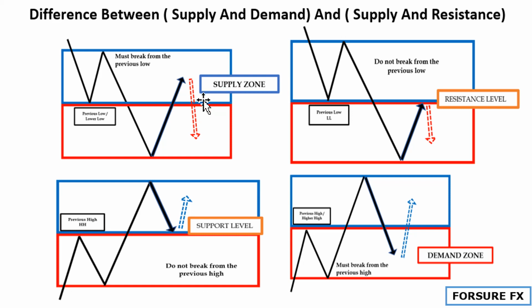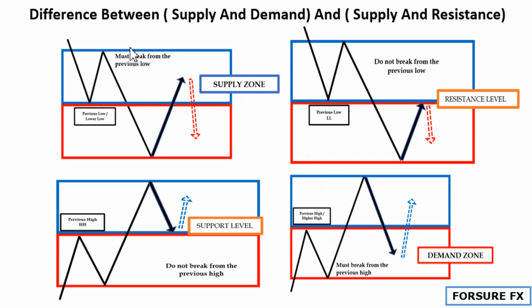This is a supply zone and this is a resistance zone. For the downside, we have what? The support level and we have the demand zone. Now let me explain them. The supply zone and the resistance level act the same way, but something special makes them different. While the support level and the demand zone act the same way, but one thing makes them different.